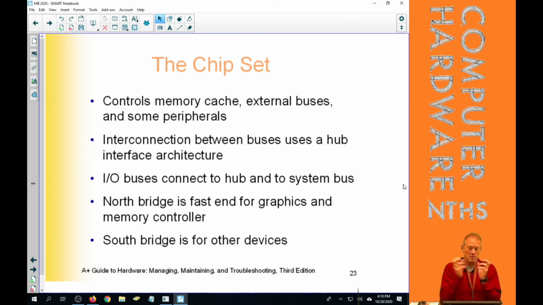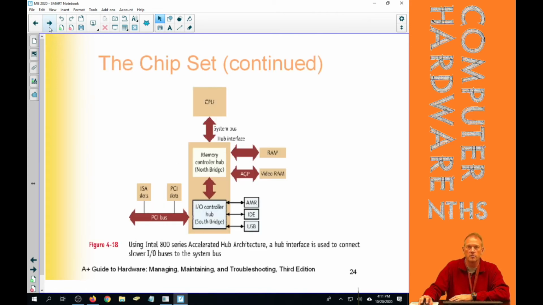So, chipset controls memory cache. That's where the memory goes as it's coming in and out of RAM. It controls the information to all the external buses. It's the interconnection between everything that's plugged in to this motherboard and this CPU. And we've already said down here, the North Bridge is the fastest one, gets the hottest because it's for graphics and memory, and the South Bridge or the South chipset is for everything else on the motherboard.